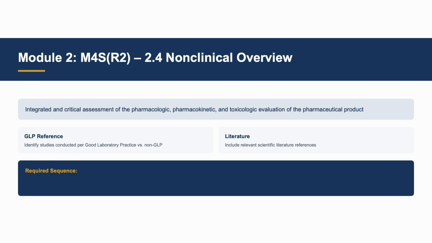Then pharmacokinetics should be discussed, including absorption, distribution, metabolism, and excretion data. Toxicology findings come next, integrating results from single-dose, repeat dose, reproductive, and carcinogenicity studies as appropriate. The overview concludes with an integrated overview and conclusion section that synthesizes all the non-clinical findings and explains their implications for human safety, followed by a list of literature references.